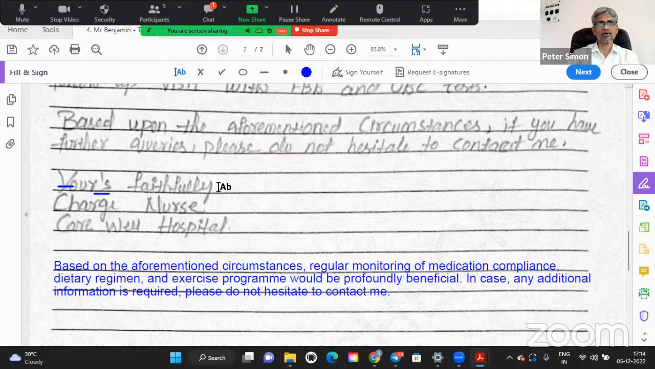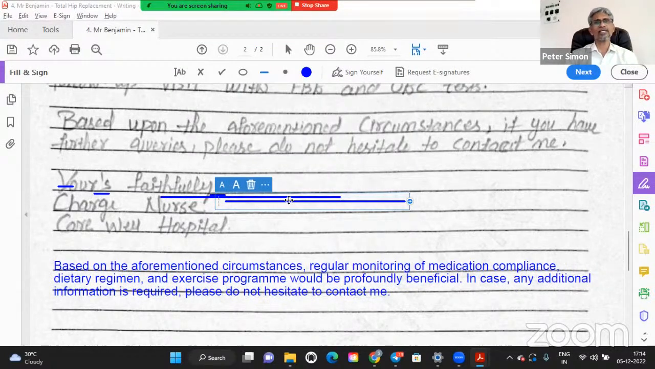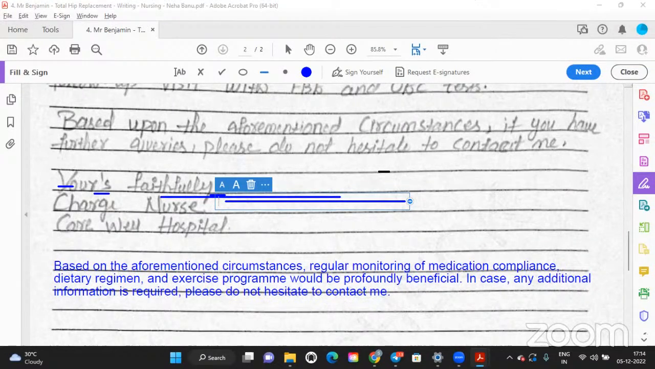Yours faithfully, comma. Write a comma here. Yours faithfully, charge nurse. How many times I told? Did you listen? Tell me frankly one statement, Neha. Did I any time tell you or anybody in the lecture that you have to leave 2 lines after yours faithfully or sincerely? Did I tell or not? Do you remember that I told you? Yes, sir. You have to do this one.